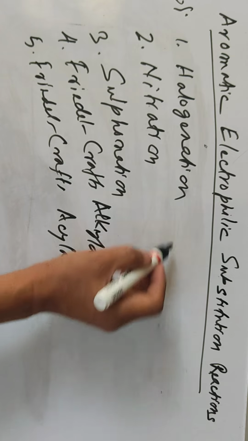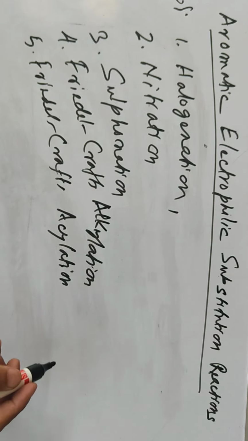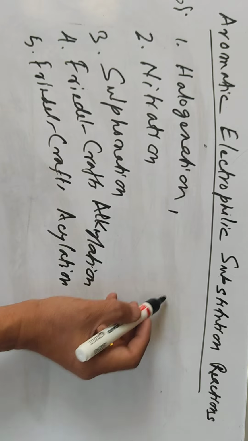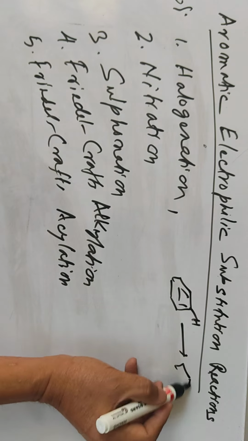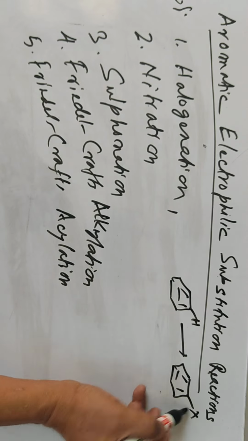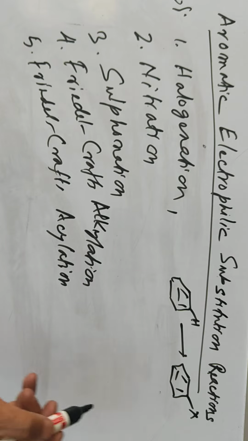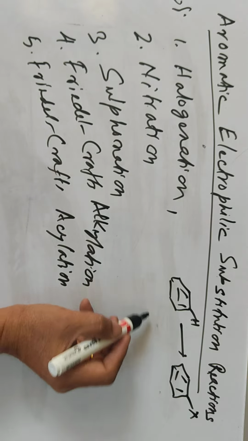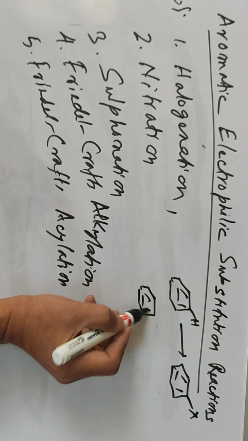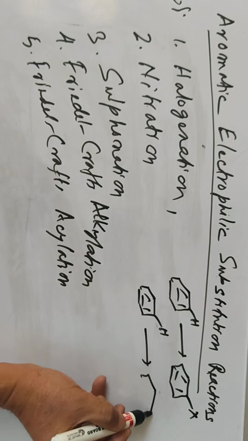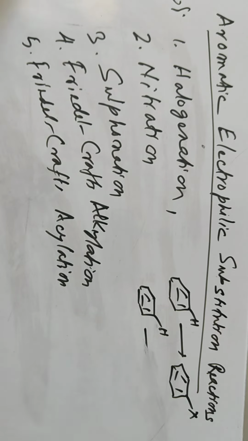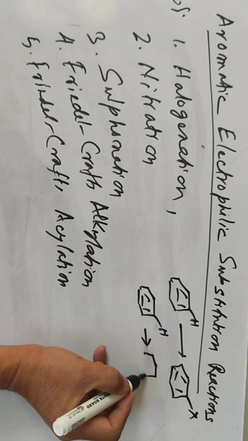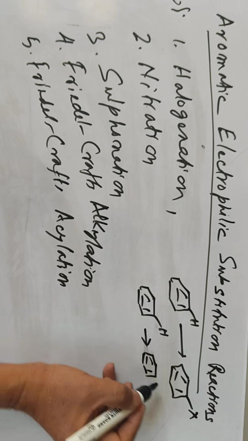In the case of halogenation, the electrophile is a halogen. The hydrogen is replaced by a halogen, X. In the case of nitration, the hydrogen is replaced by a nitro group, NO2. I think you cannot see this one, so I'll write it down here. Nitration: the hydrogen is replaced by NO2.